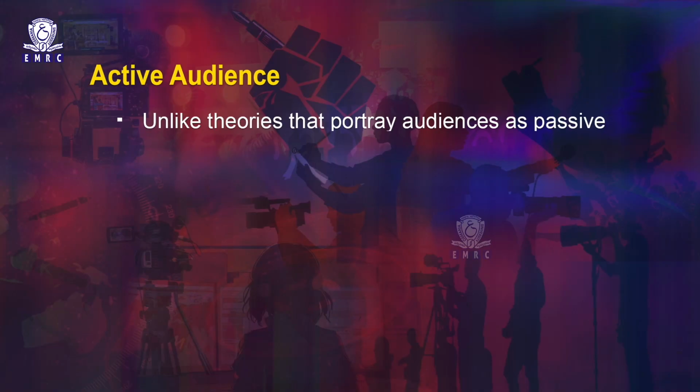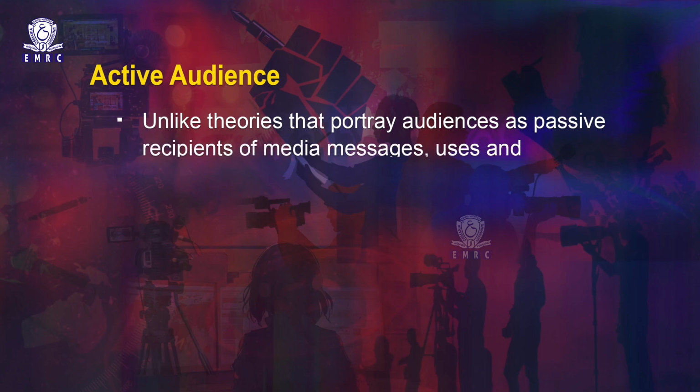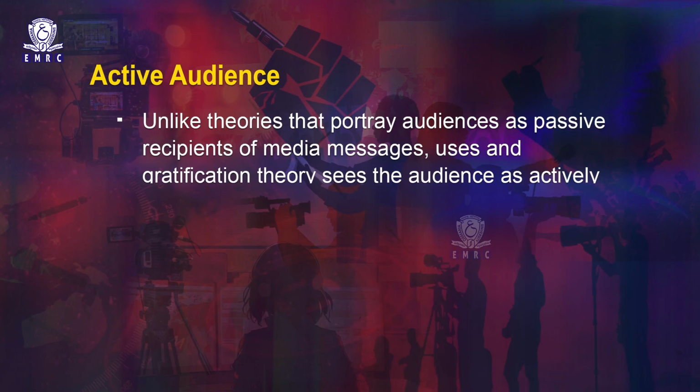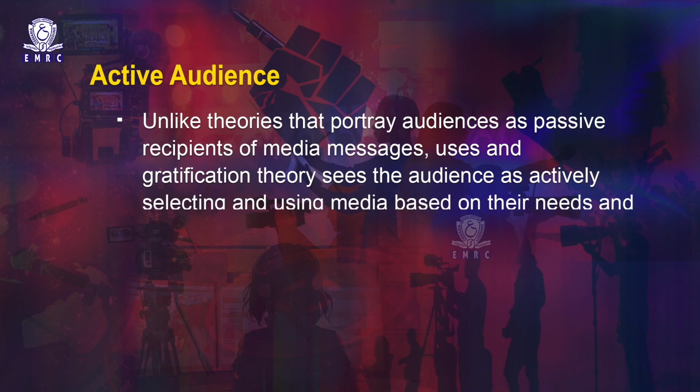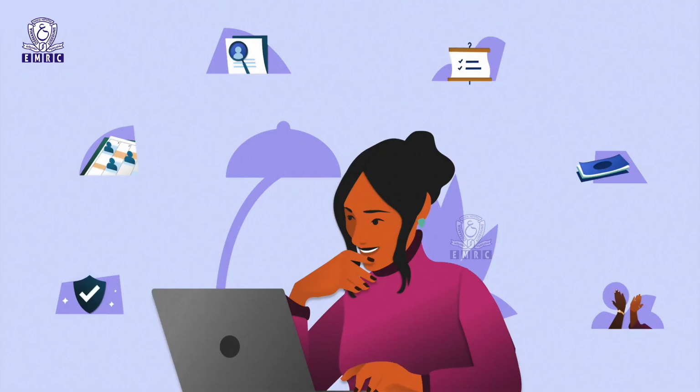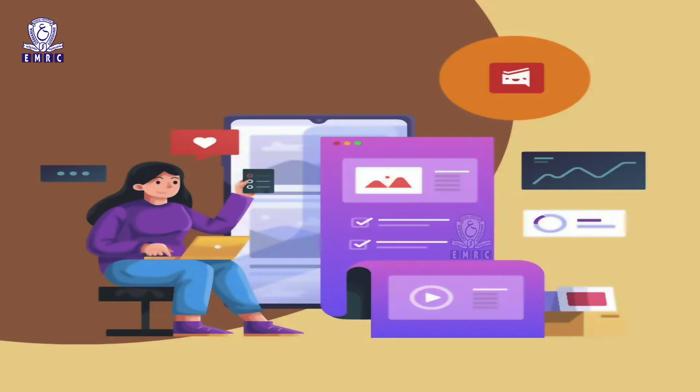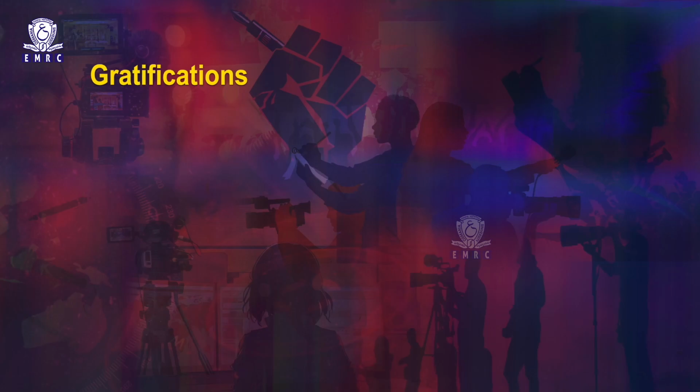Active audience. Unlike theories that portray audiences as passive recipients of media messages, Uses and Gratification Theory sees the audience as actively selecting and using media based on their needs and desires. Individuals are seen as making conscious choices about what media to consume.